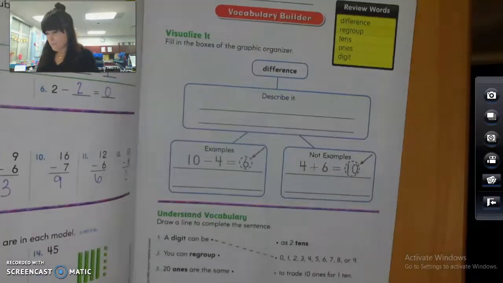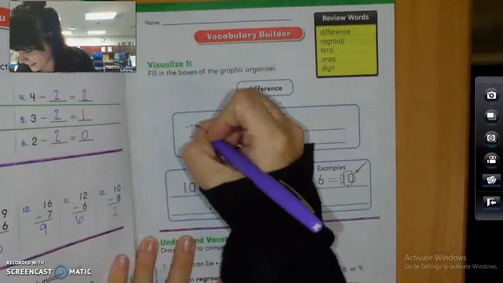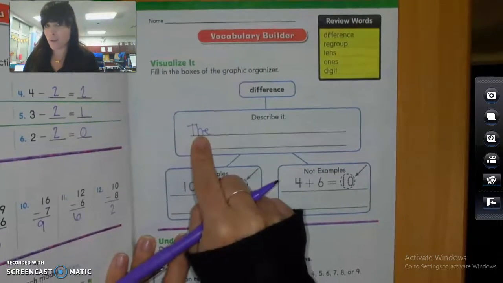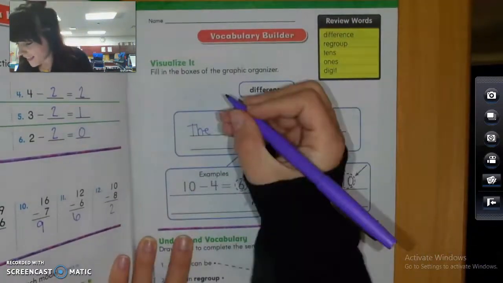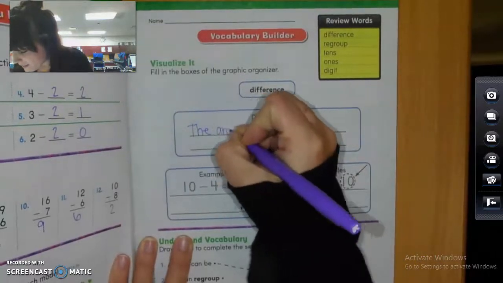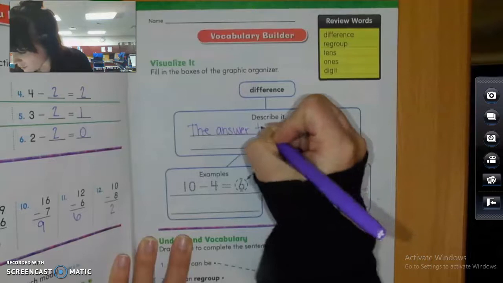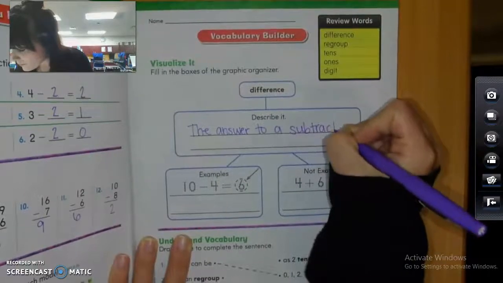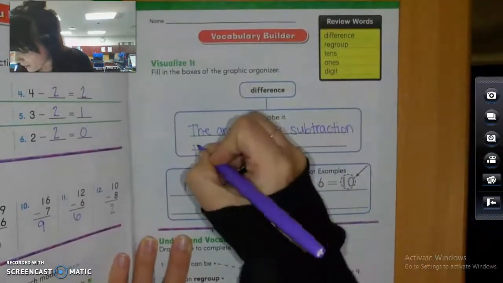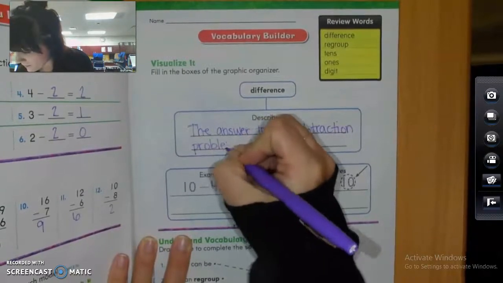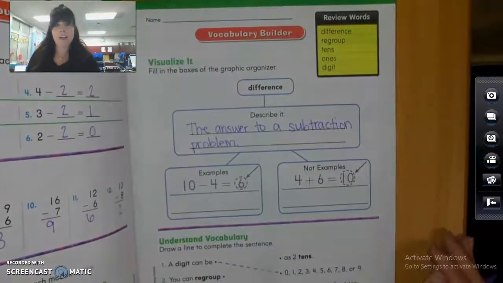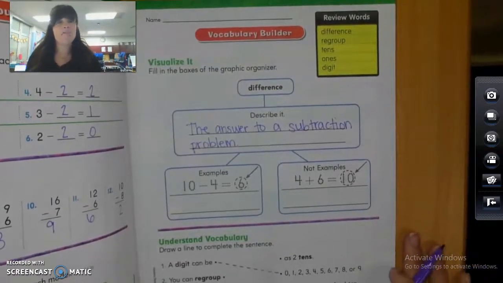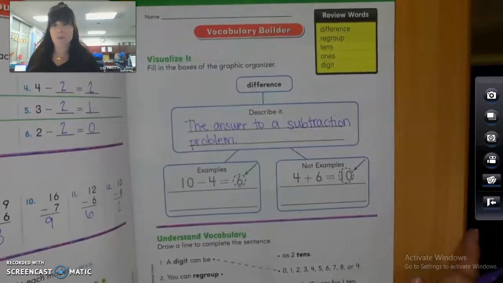So I'm going to go ahead and write that. I'm going to put a capital T, because I'm going to write a full sentence because I'm a really smart second grader, just like you. The answer to a subtraction problem. Period. Getting lots of emails. Oh no. All right. And that's the difference, right? The answer to a subtraction problem.